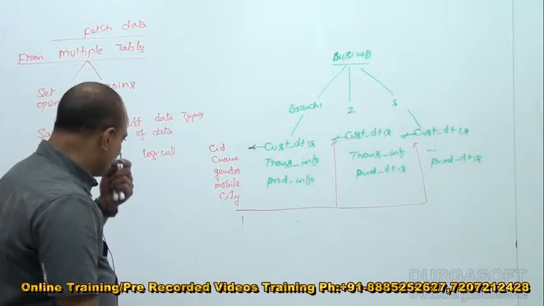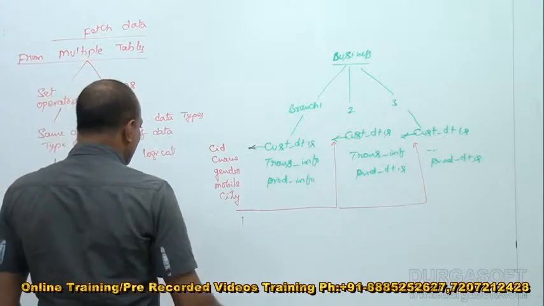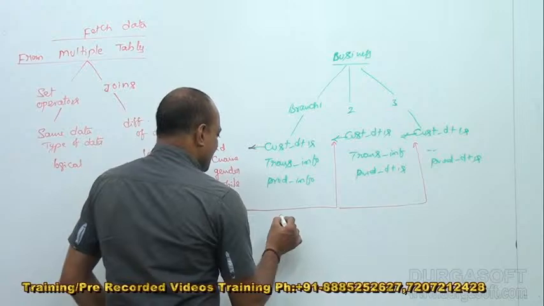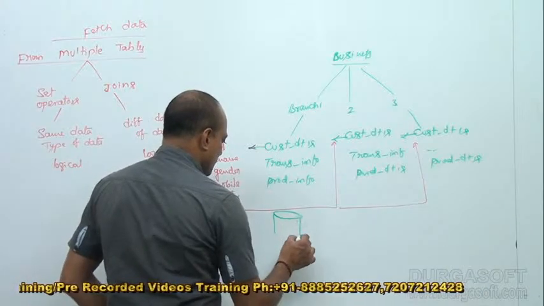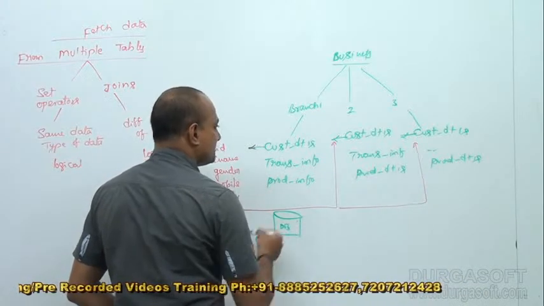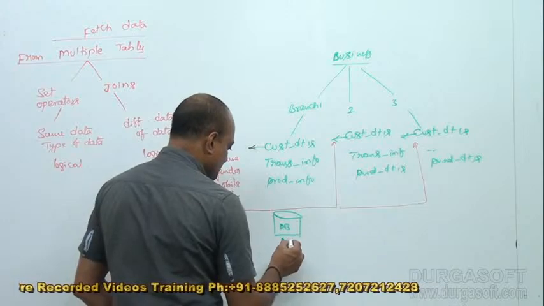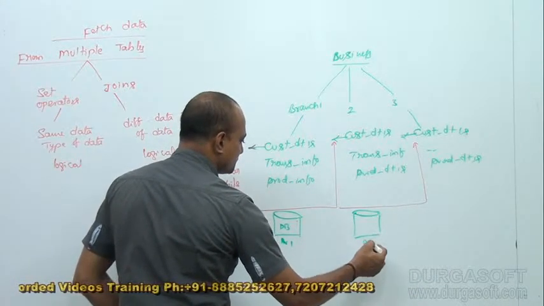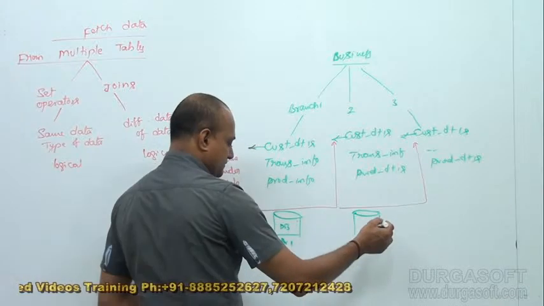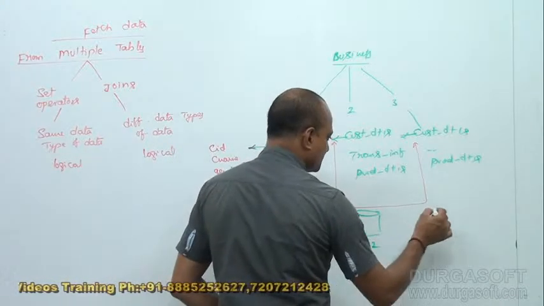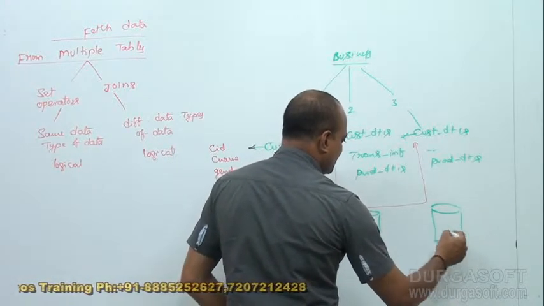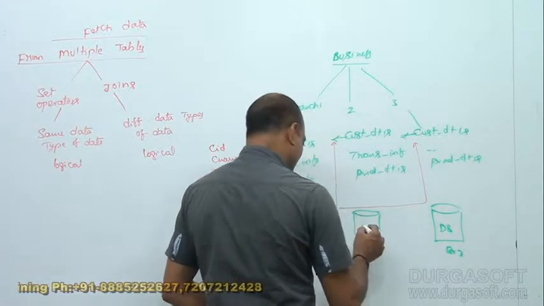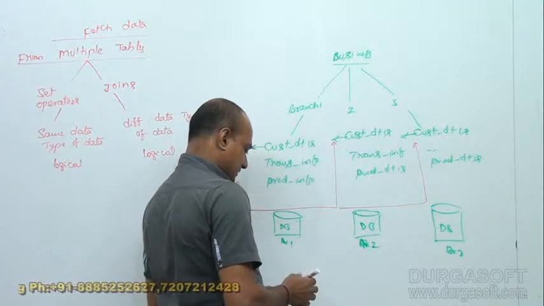Remember that. Now see here, what is my requirement? This is available from one database server. There is a database server for branch 1, another database server for branch 2, and here a branch 3 database server. Remember that, three databases are there.